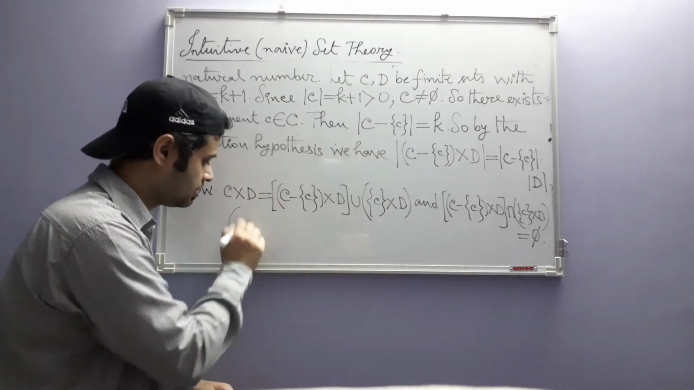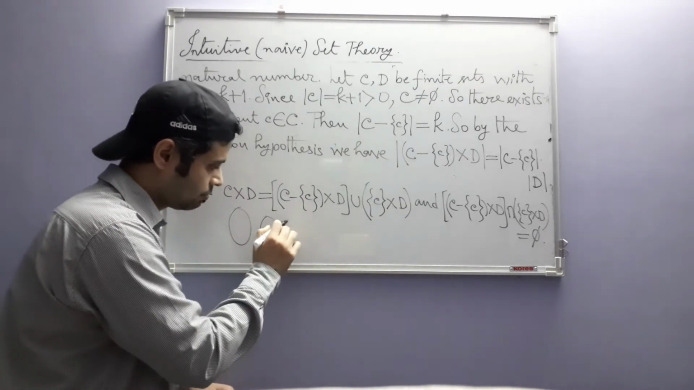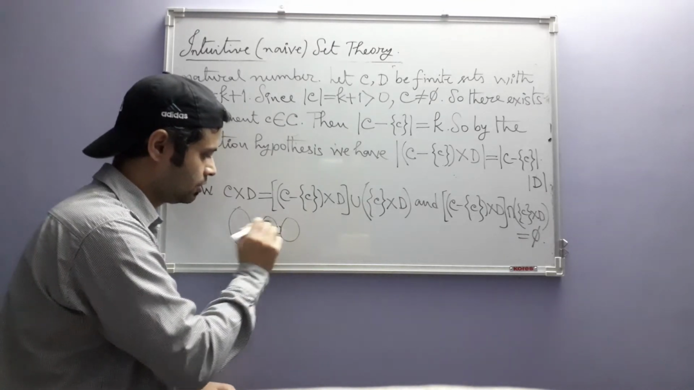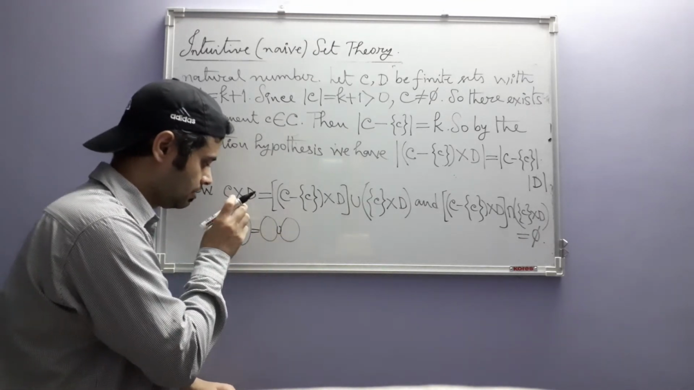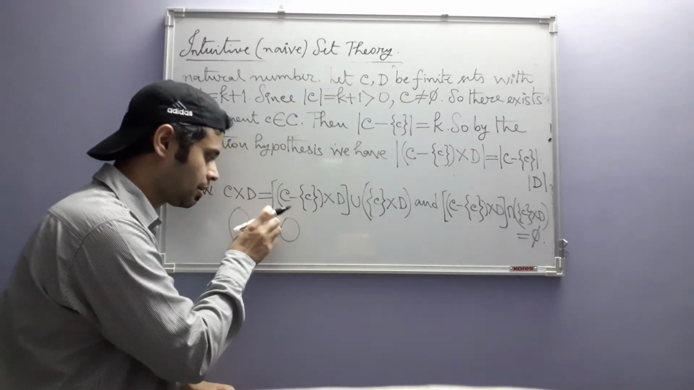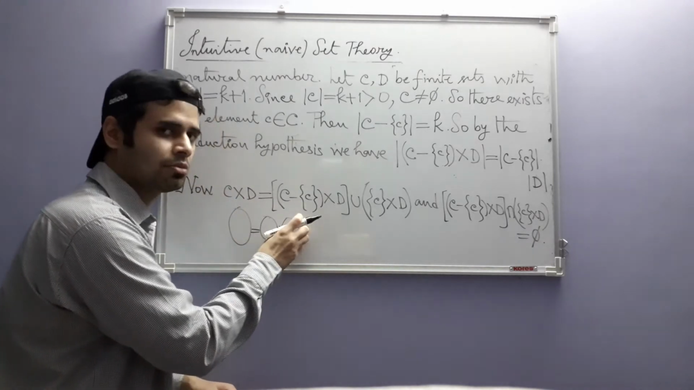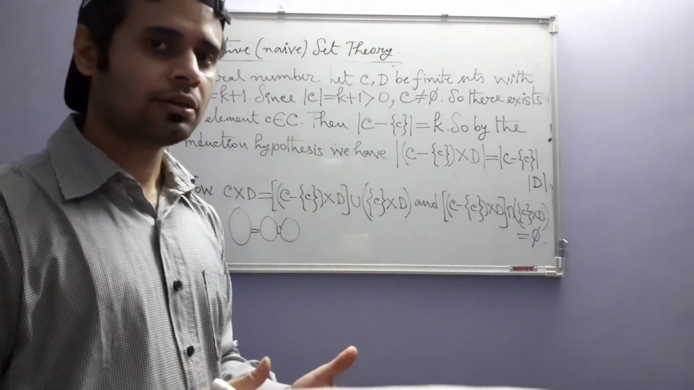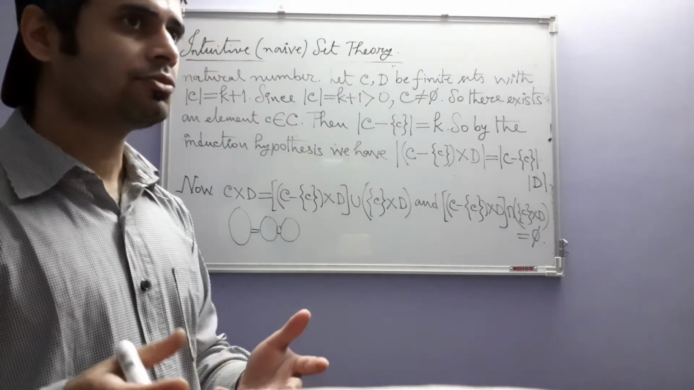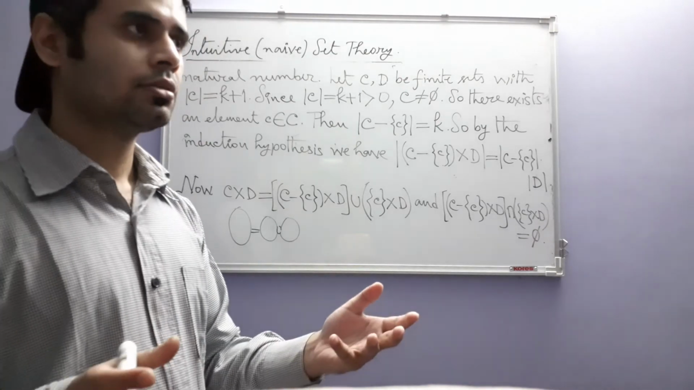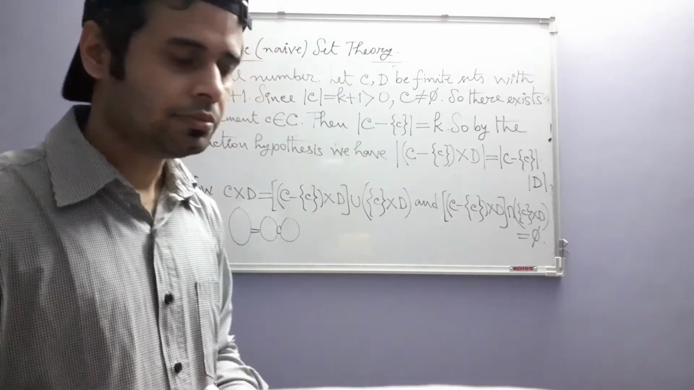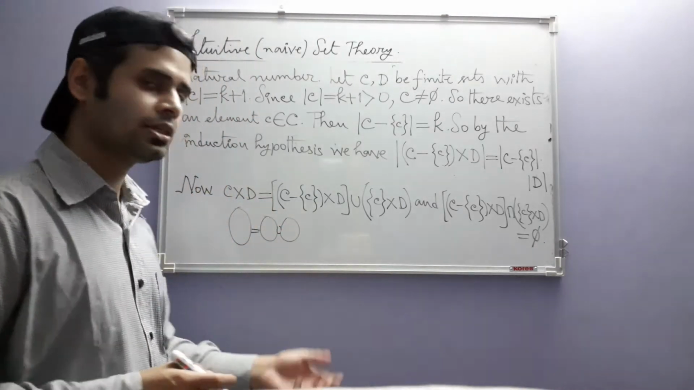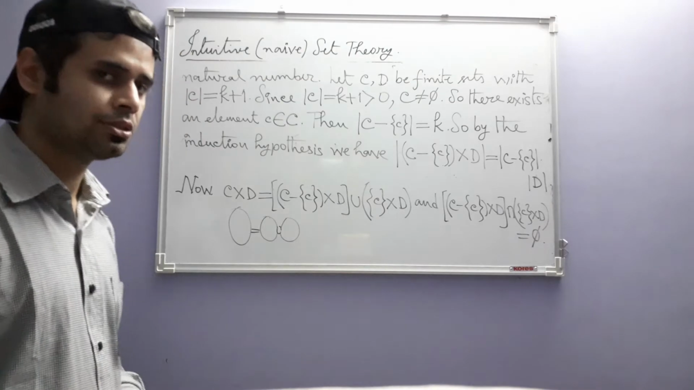It's like this. This is C cross D. This is one set. This is another set. There is nothing common. It's the union of two. So the number of elements here is equal to the number of elements here plus the number of elements here. It's like having a bag of 10 oranges and a bag of 2 apples. So the union will have 12 things, 10 oranges plus 2 apples.